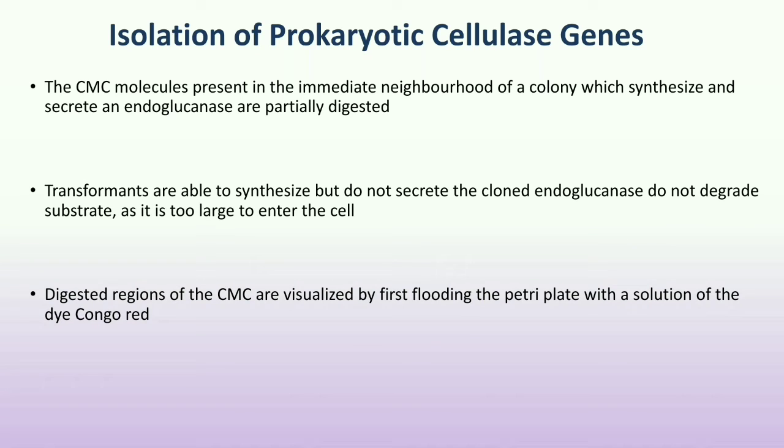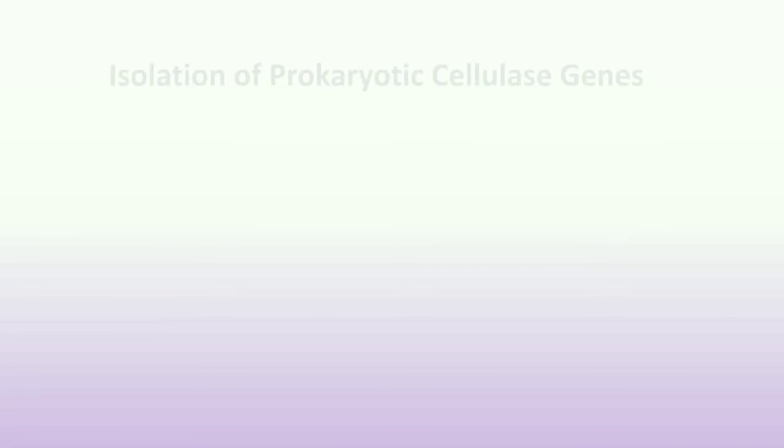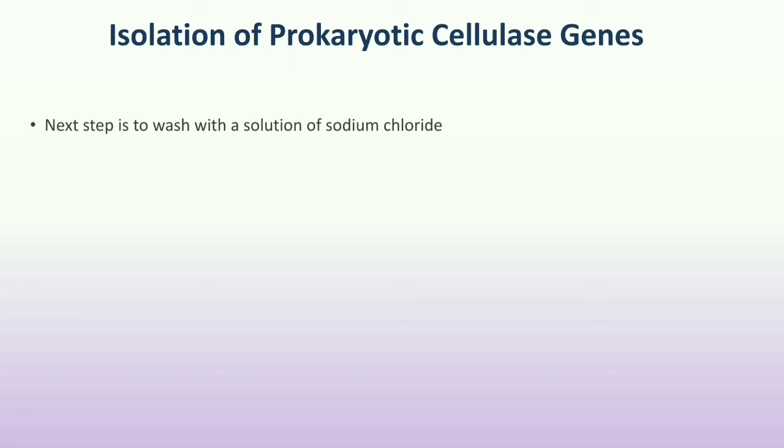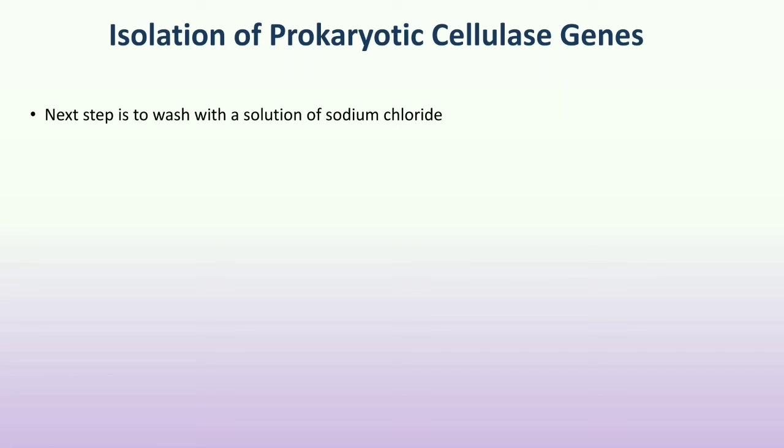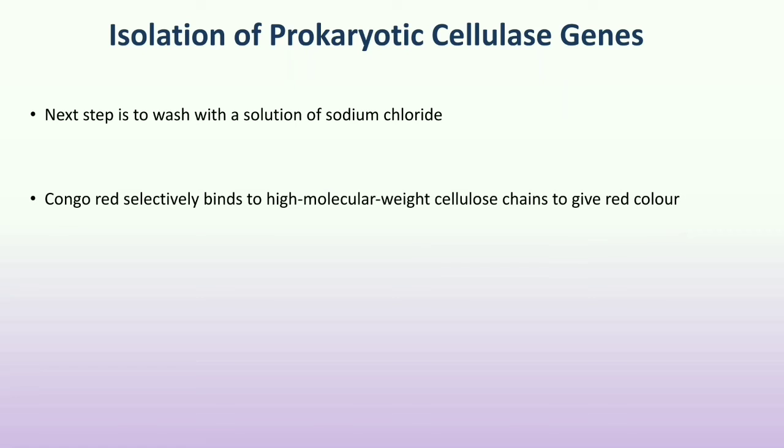Digested regions of the CMC are visualized by first flooding the Petri plate with a solution of the dye Congo red. After flooding the plate with Congo red, the next step is to wash the plate with a solution of sodium chloride. Congo red selectively binds to high molecular weight cellulose chains. Due to this binding of Congo red to high molecular weight cellulose chains, one sees appearance of red color in the colonies.